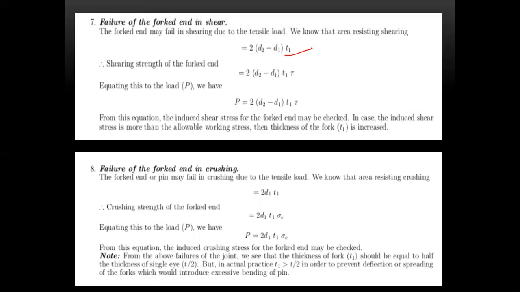Next, failure of the fork end in shear. So this is equal to 2 times this area times tau, and P is equal to this. With this we can determine t1. Next, failure of the fork end in crushing. So area times crushing strength, equating with P, we can determine t1.